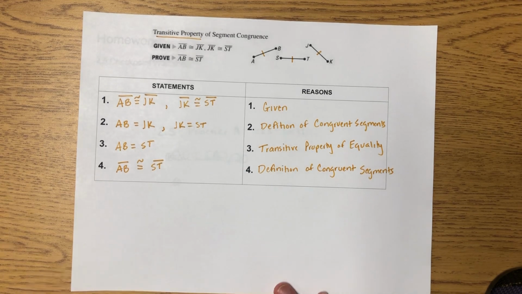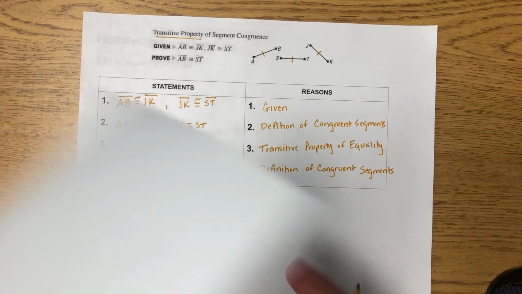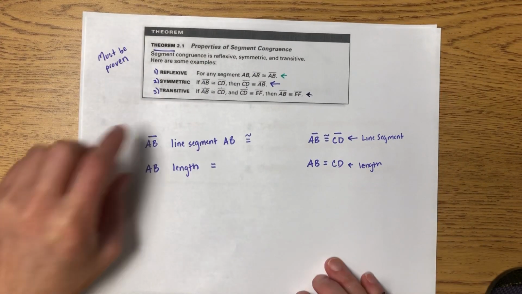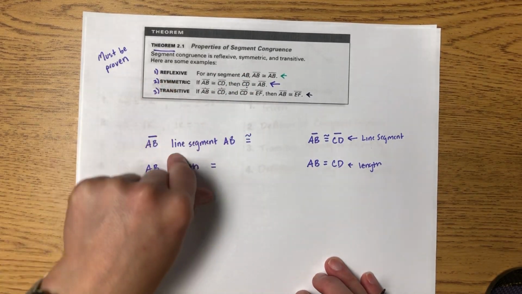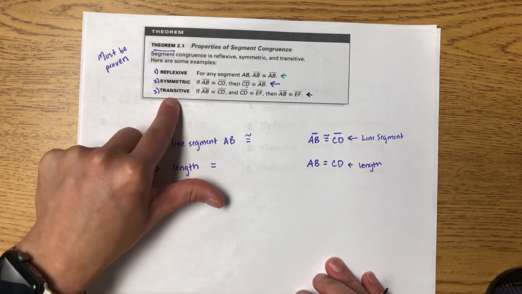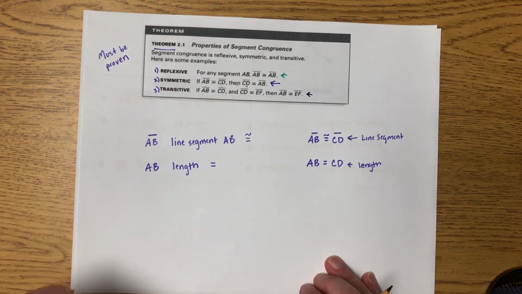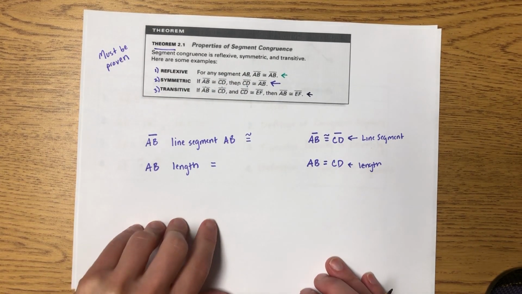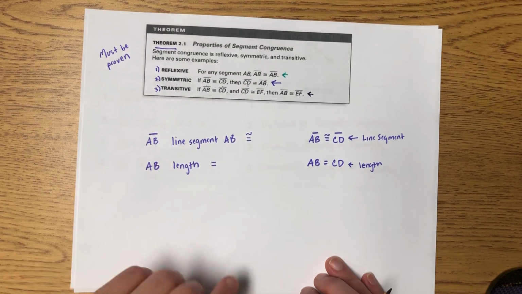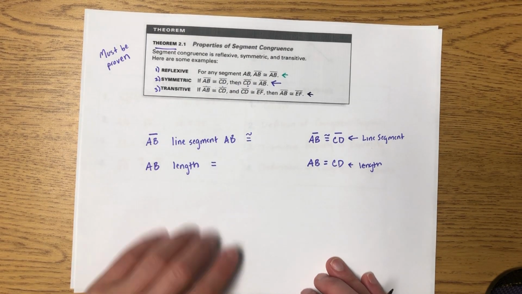Okay, so we've just proven that the properties of equality, the reflexive property, the symmetric property, and the transitive property, work also for the properties of congruence. So we've used the properties of equality in order to prove these properties of segment congruence.